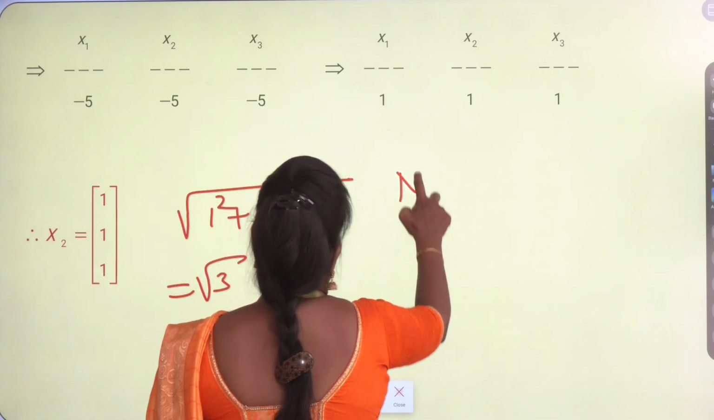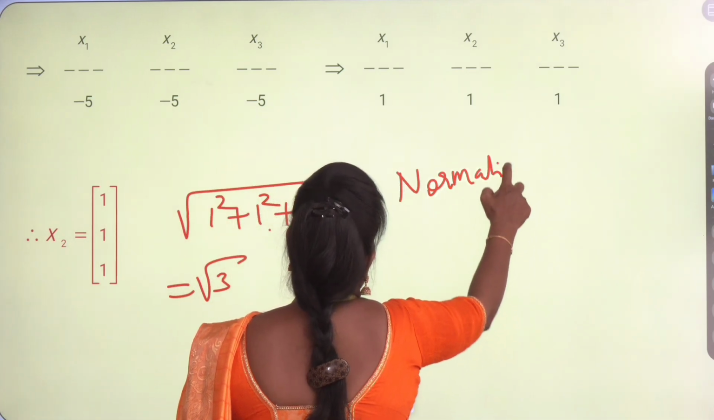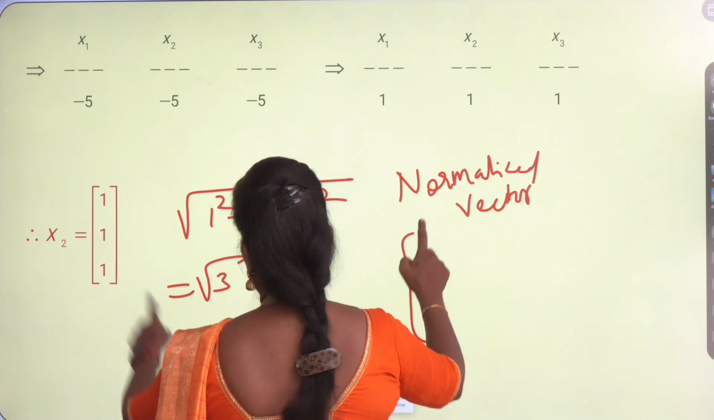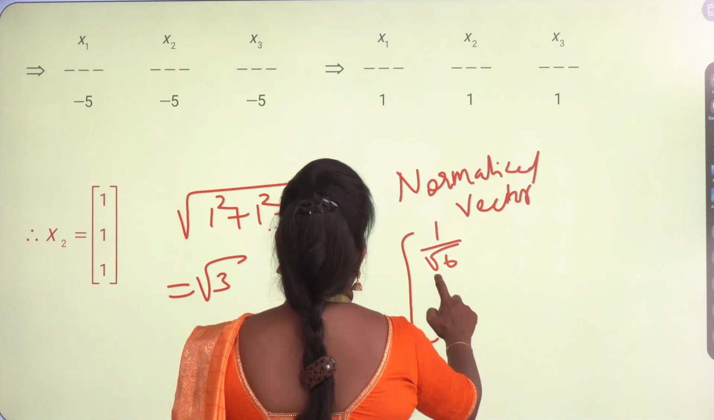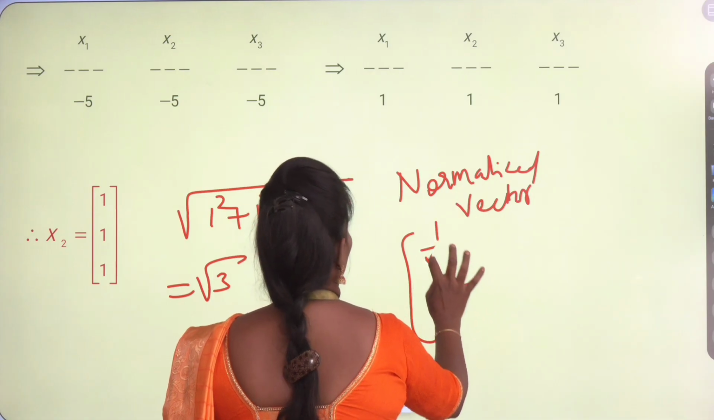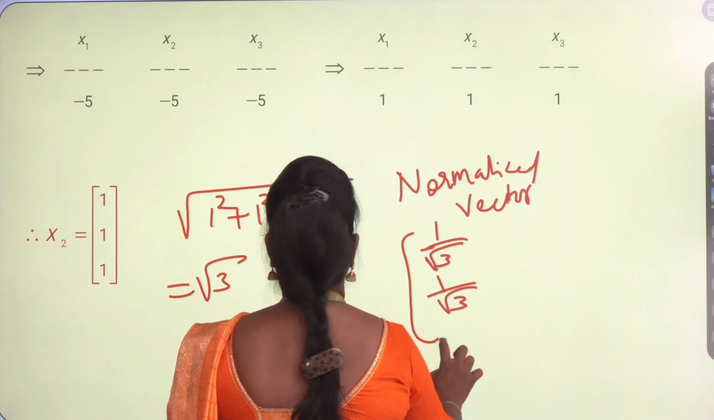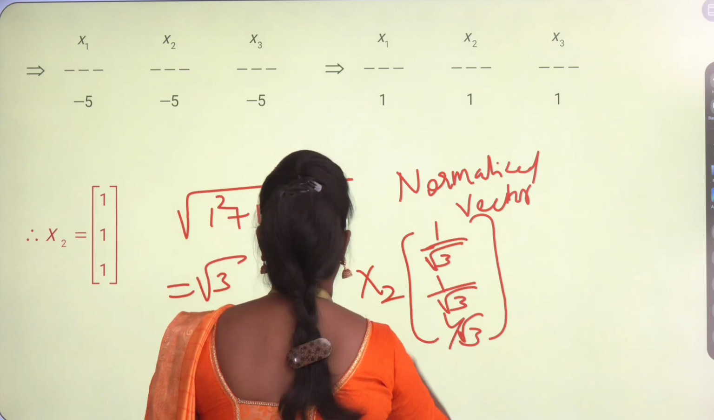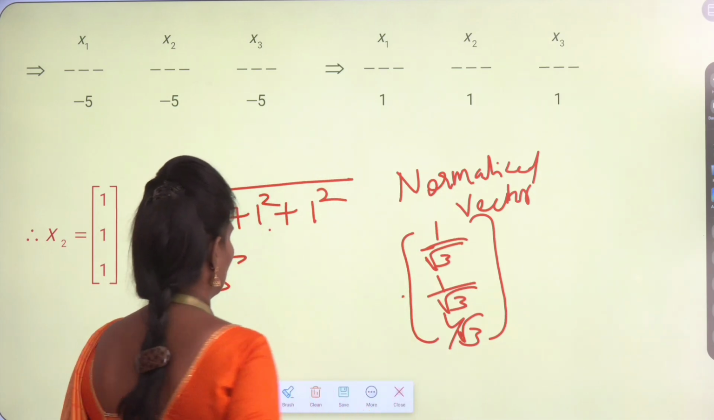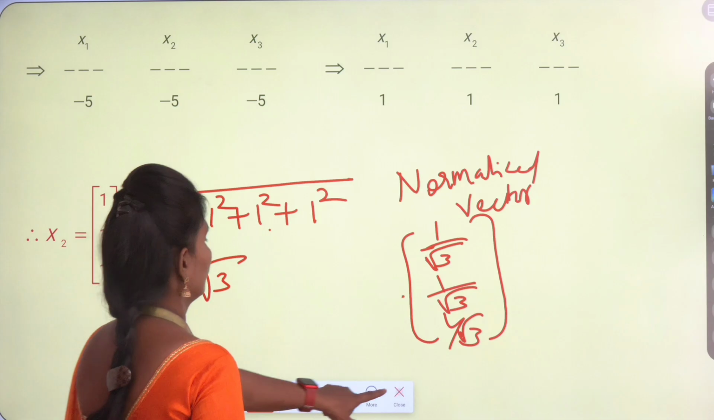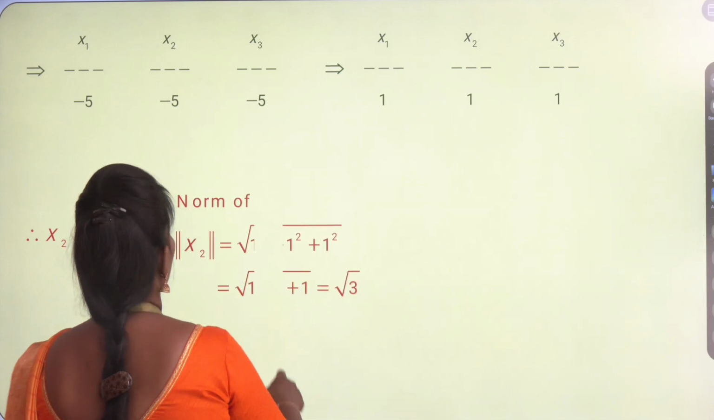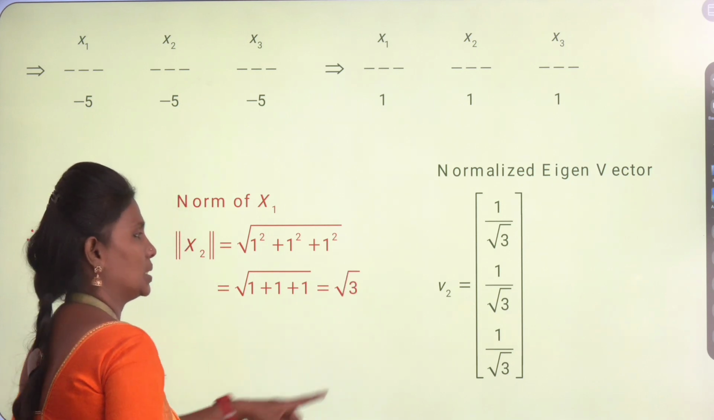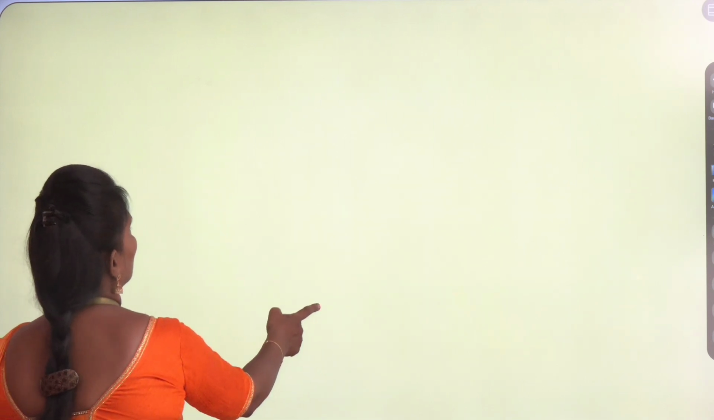So the normalized vector of x2 is nothing but, you divide this by the norm value. 1 by root 3, 1 by root 3, 1 by root 3. This is our second eigenvector. This is the second normalized eigenvector here. Okay, see. The same thing we did before, the same thing here only, v2. This is the second normalized vector. Similarly, you're going to get the third normalized vector.